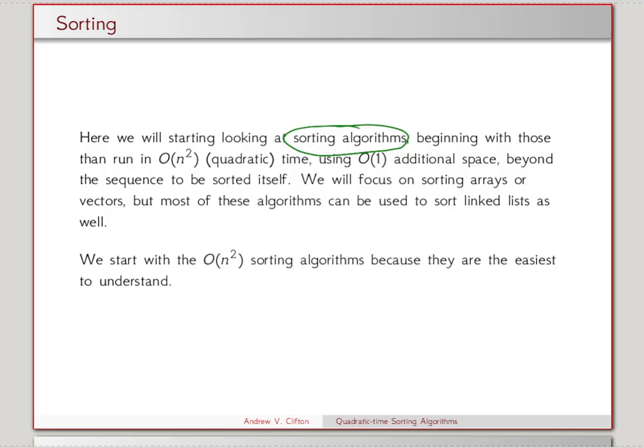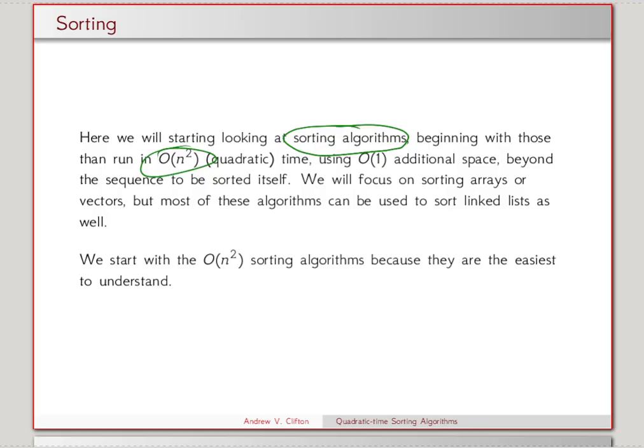But we're going to start off with ones that run in n squared time, because those are the easiest ones to understand. They're the ones you could do yourself by hand. If you have a pile of books you need to sort, you could probably do one of these algorithms. They're not the fastest, right? But they are the easiest to get started with.